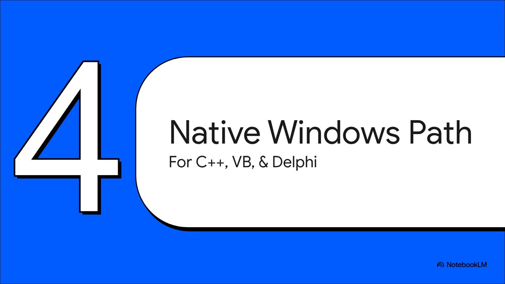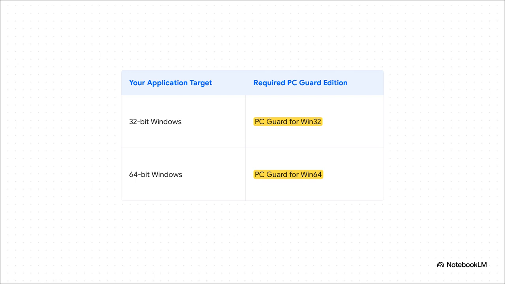Now let's switch gears. If you're in the native camp, developing with tools like C++, Visual Basic, or Delphi, your decision is way more direct. For all you native developers out there, this is refreshingly simple. It's a direct one-to-one match. Building a 32-bit app, you use PC Guard for Win32. Building a 64-bit app, you use PC Guard for Win64. That's it. Simple as that.